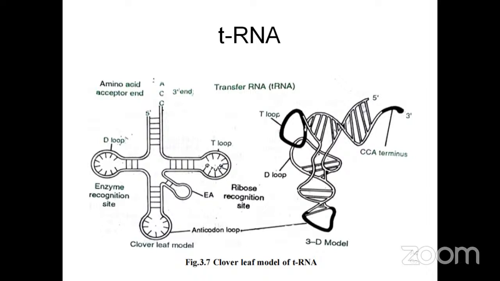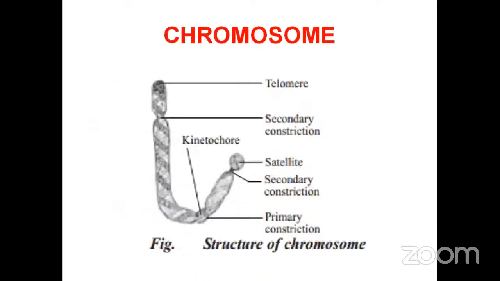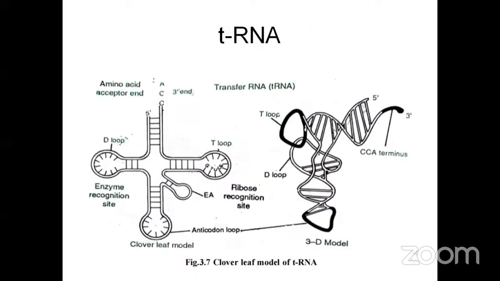What is it? Single strand folding, 5' and 3' end, four loops, mainly three, one extra loop, CCA end, anticodon end. That's enough, right? Is it clear? Yes, sir. Any doubt about the tRNA structure? No, sir. If you draw the structure, that is enough, just the clover leaf model, not 3D. Just write that this is the smallest RNA, with synonyms soluble RNA, adapter RNA, translator RNA.